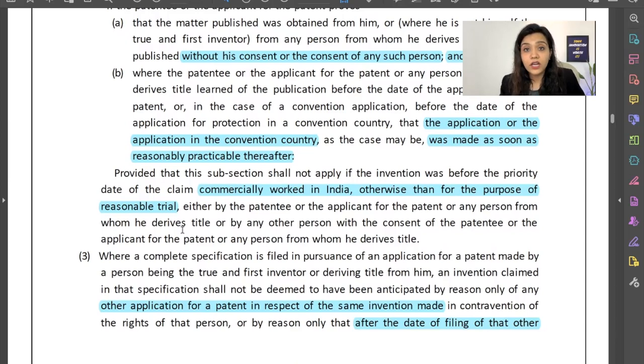Therefore, we always advise clients that you should file patent applications first, and only then should you publish. It should not be published in any journal. So a situation-based question can definitely come from here. So read the section in detail. And if you still have any doubts, you can write to me.